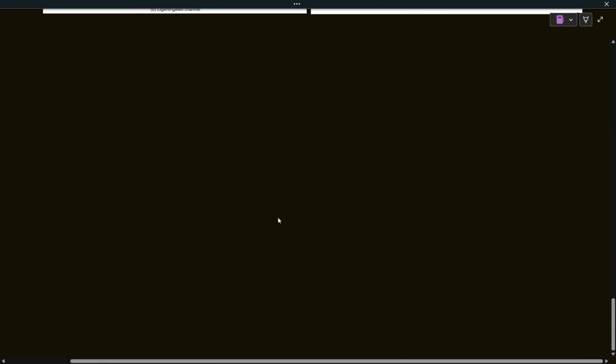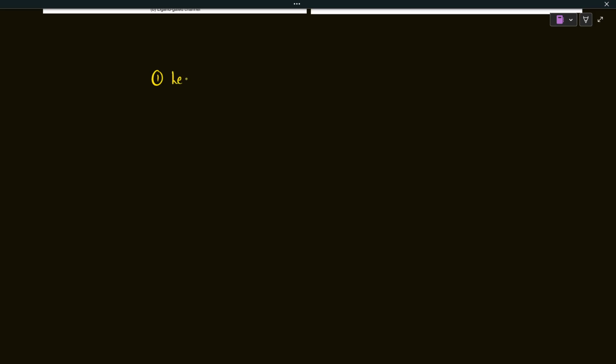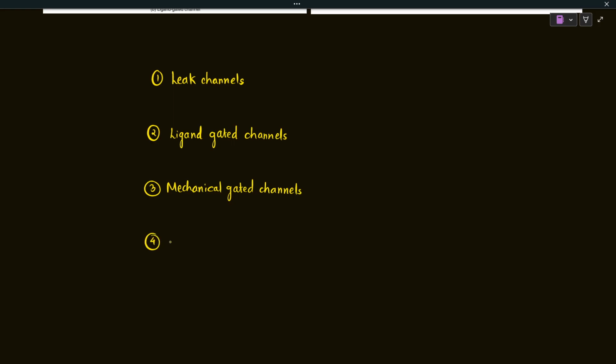So there are four types of ion channels present on the membrane. First are known as leaky channels or leak channels. The other ones are the ligand-gated channels. Then there are mechanical gated channels, and voltage gated channels.